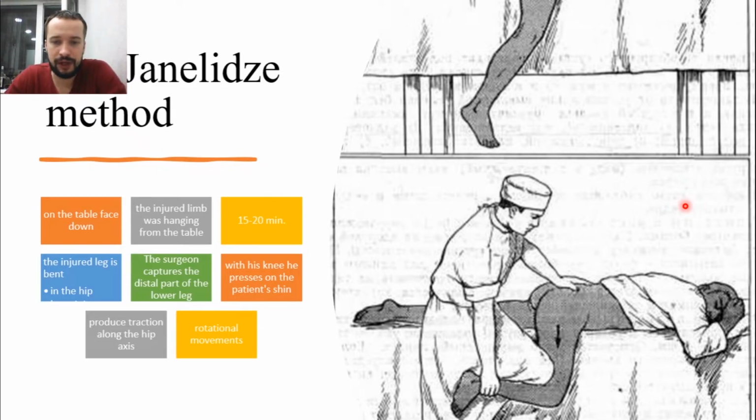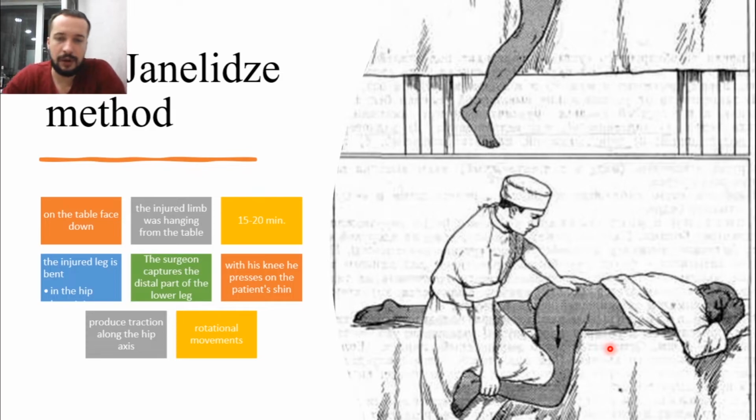Then the injured leg is bent at the hip and knee joints at an angle of 90 degrees and slightly withdrawn down. Yeah? The surgeon grasps the distal part of the lower leg and presses on the patient's lower leg with his knee. Traction is performed along the hip axis and then several main rotational movements. Yeah, he pulls down and does rotation movements. It's very necessary.